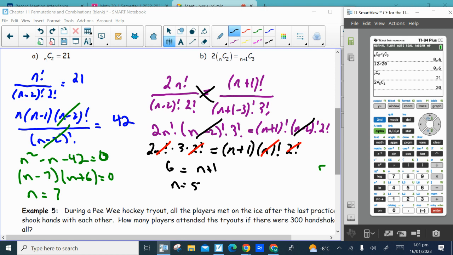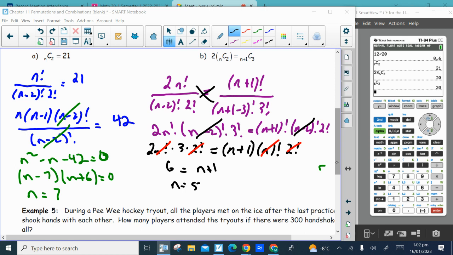So the left side works out to be positive 20. On the right side, when n is 5, it'll be 5 plus 1, which is 6C3. Same number. Okay, so it checks.